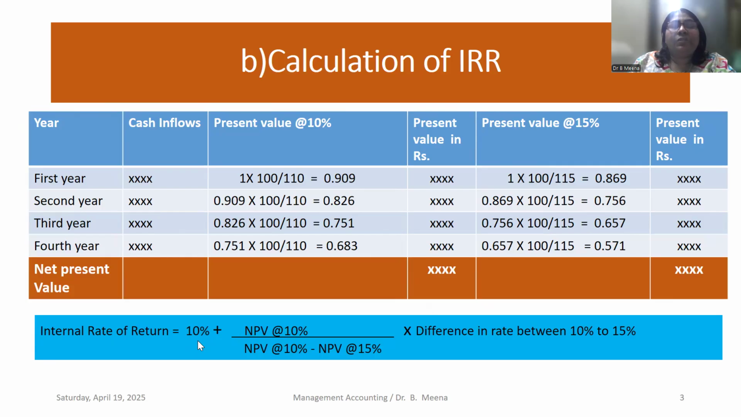10% is the lowest rate I'm keeping as per my problem, and the net present value at 10% is how much, divided by the net present value at 10% minus the net present value at 15%, into the difference in the rate. That is, 10 to 15% is the difference, so 15 minus 10, 5% is the difference. This is the usual way recommended to calculate the IRR for any kind of problem.